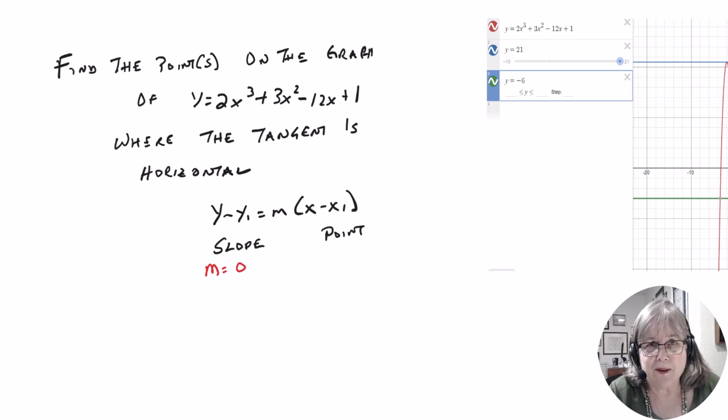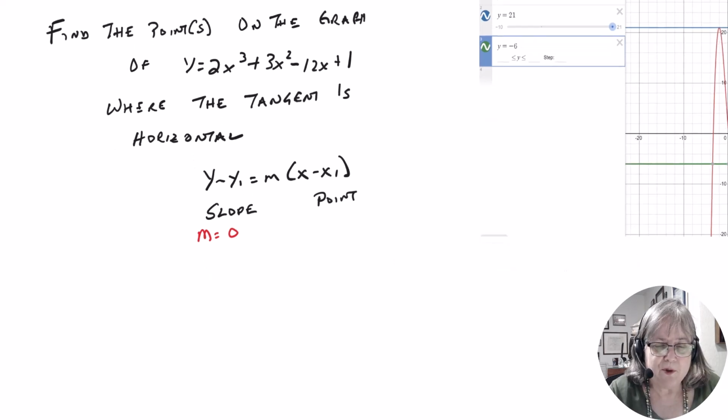But I don't have a point yet, and in fact, the point is what they want you to find. True? So let's think about this. If the slope is 0, and all I've got is the function itself, can you get to the slope? Do you know anything else about the slope besides that it's supposed to be 0? Well, you know the derivative is the slope, right? So let's see where we get.